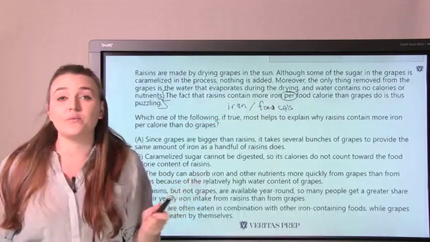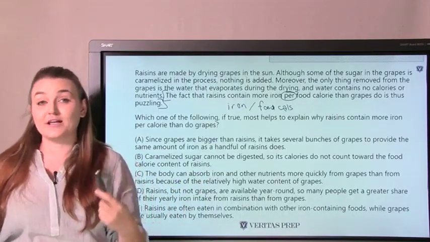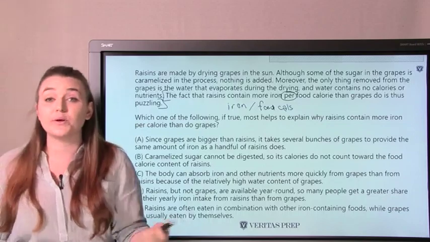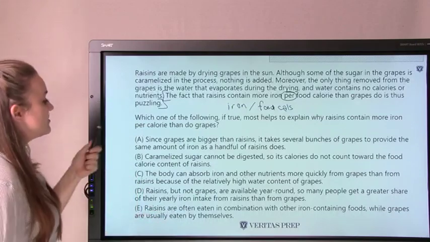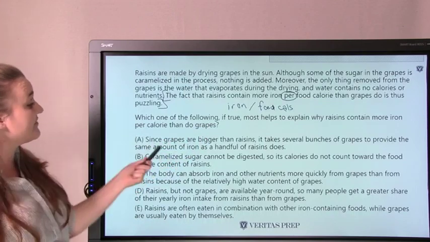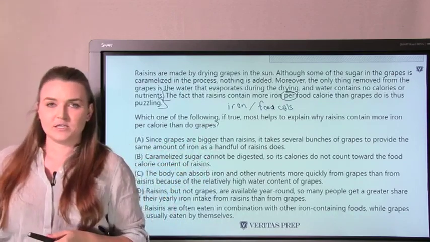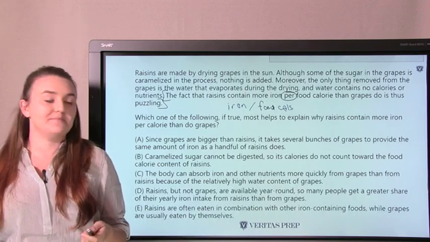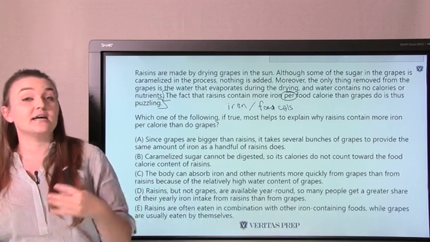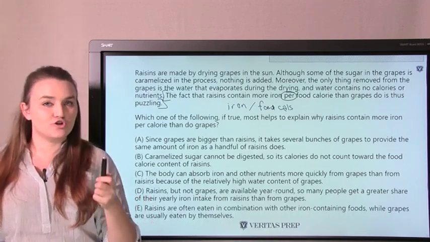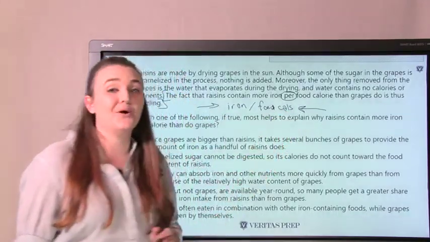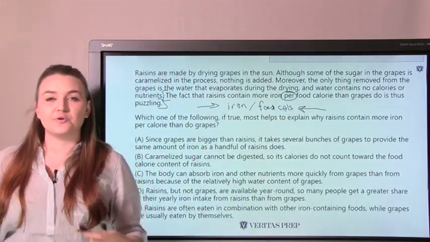And this is where we want to pay very close attention to make sure we're answering the question that's being asked, because answer choice A, which was the most frequently chosen wrong answer, says since grapes are bigger than raisins, it takes several bunches of grapes to provide the same amount of iron as a handful of raisins. And well, gosh, that seems to be a pretty true statement and even a somewhat relevant and on-topic statement. But does it address the iron to food calorie ratio? No. It addresses iron per volume.